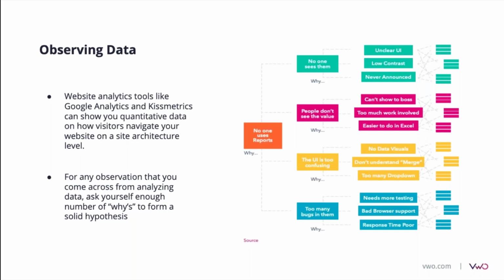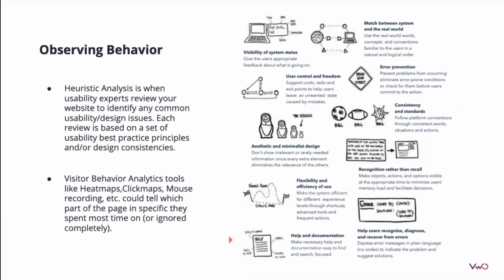So once you've observed data, you can look at observing the behavior of your customers or users, and there are two methods that you can use. So one is heuristic analysis. Heuristic analysis is when usability experts review a website to identify any common usability or design issues that might be there. So there are a set of basic principles and practices that they look into, and from there they deduce if there are any issues that could be fixed right off the bat.